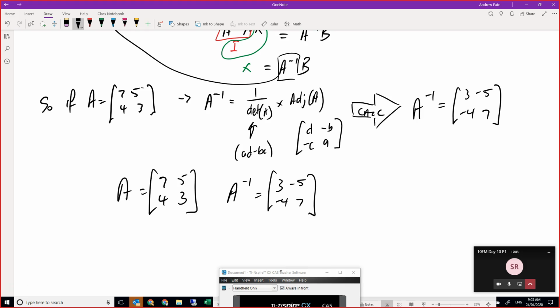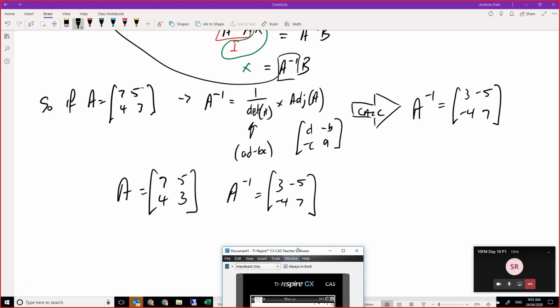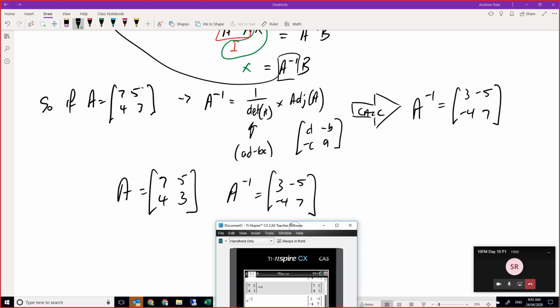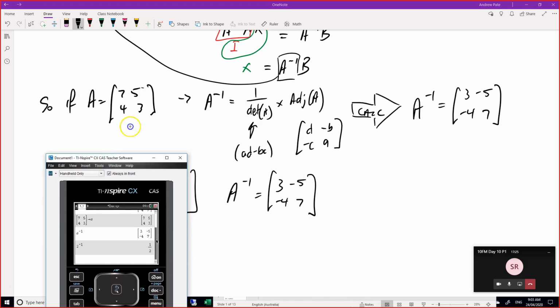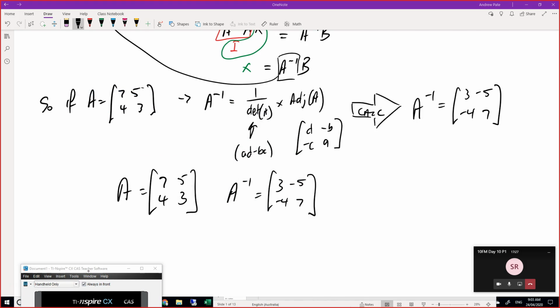Now it's a bit of a coincidence that these numbers are so similar. That will be a factor of what the determinant is. I imagine that the determinant is probably 1. 21 minus 20, yeah, so it's 1. So that's why these are so similar. But that's a coincidence.